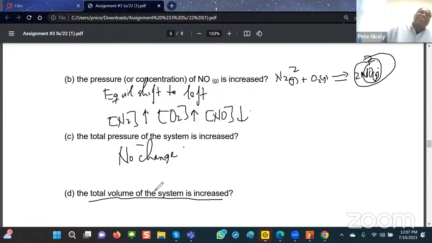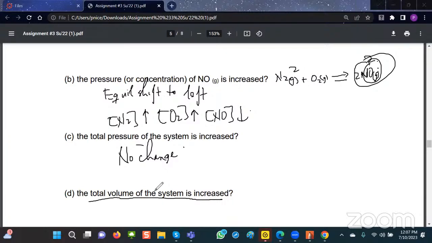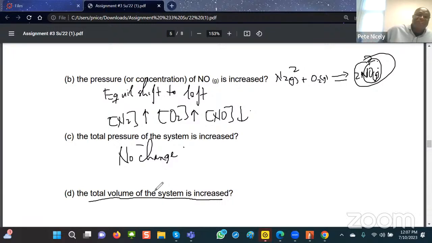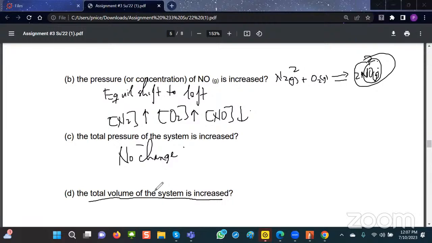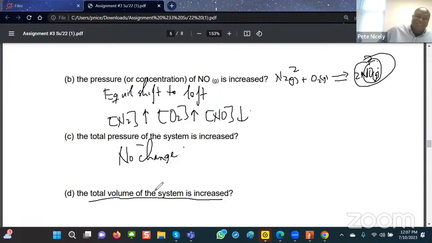Well, let me give you a hint. If you have a gas or gases in a container and you increase the total volume, what effect does that have on the total pressure? If you increase the total volume of the system, it'll decrease the pressure. Good, very good. So when you increase the total volume, the total pressure decreases. So what do you think is going to happen in this particular case? Will the system shift in either direction? No. Exactly, because of what we said before in the case of C.